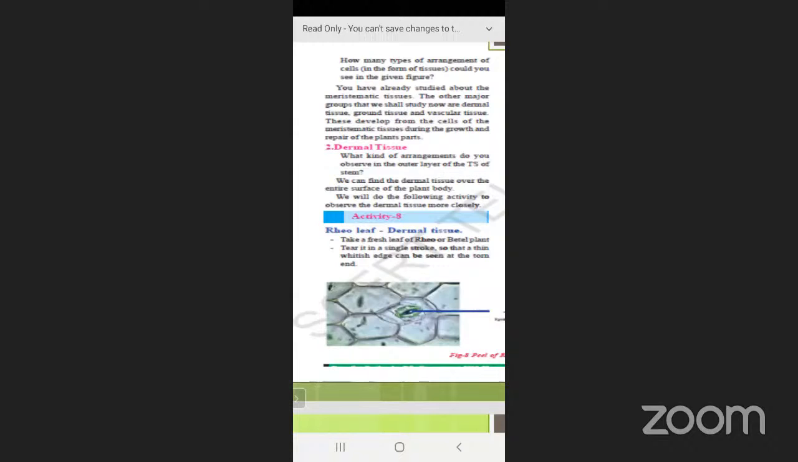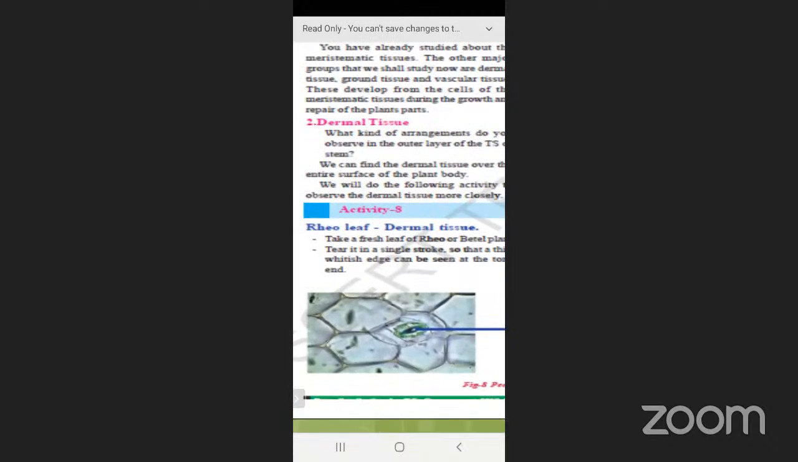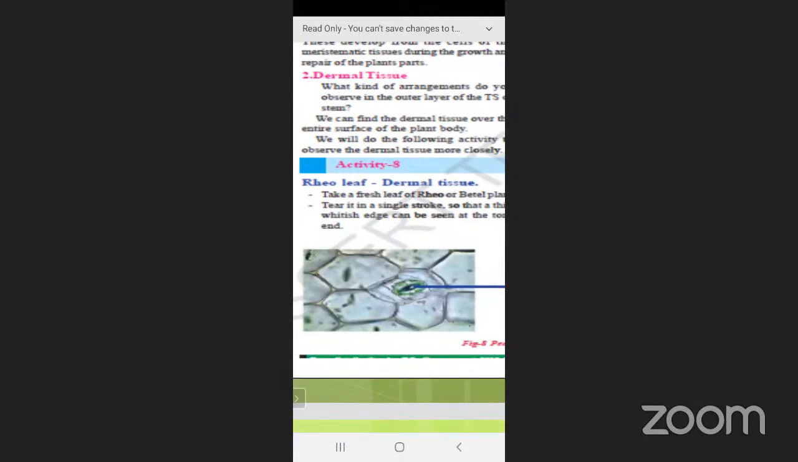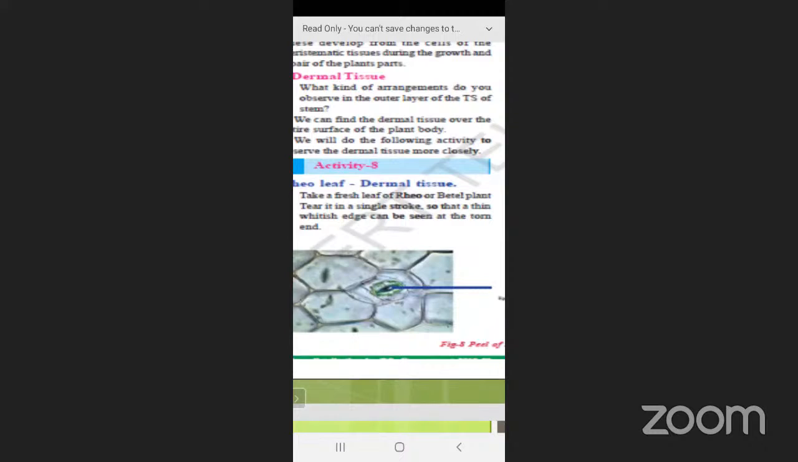We will do the following activity to observe the dermal tissue more closely. To observe the dermal tissue, we have to take a fresh leaf of a Rhoeo or betel leaf, like Tamalapaku. After taking that, tear it in a single stroke. In a single stroke, you have to tear that leaf.